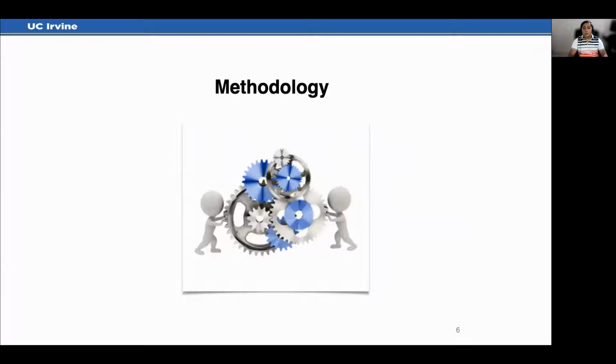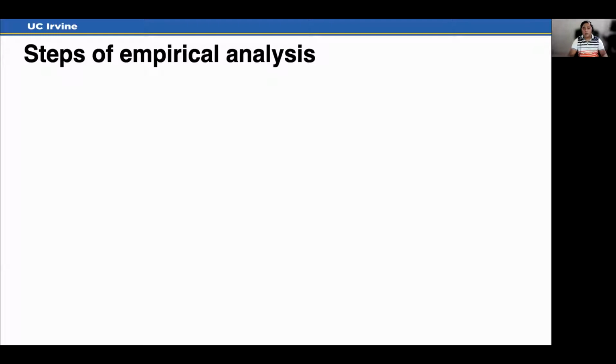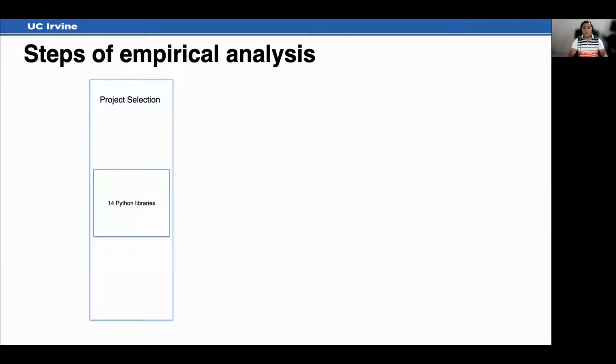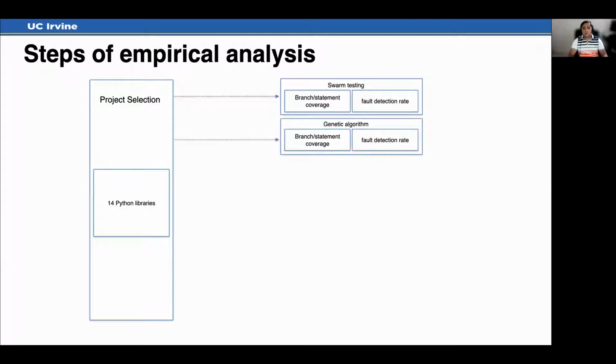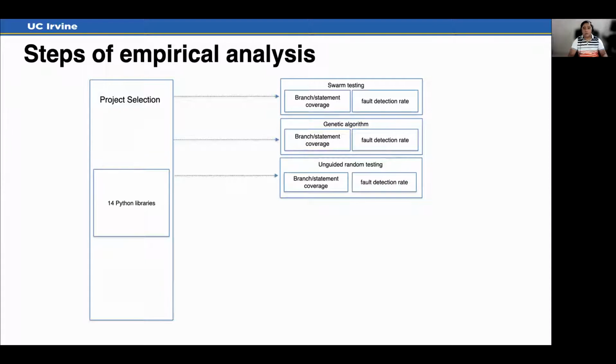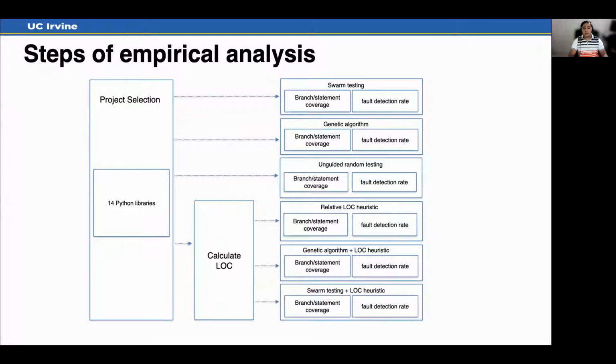Due to shortage of time, I will not go into the details of the methodology that was applied for this study. I will give a high-level overview of the steps that were used for the empirical analysis. So we start by selecting 14 Python libraries, and then we performed unguided random testing, swarm testing, and genetic algorithm for test generation, and calculated coverage information and fault detection rate. We also calculated LOC and used that to generate test cases using only LOC, and also using LOC in swarm testing and genetic algorithm, and then calculated the coverage information and fault detection rate and compared with unguided random testing.